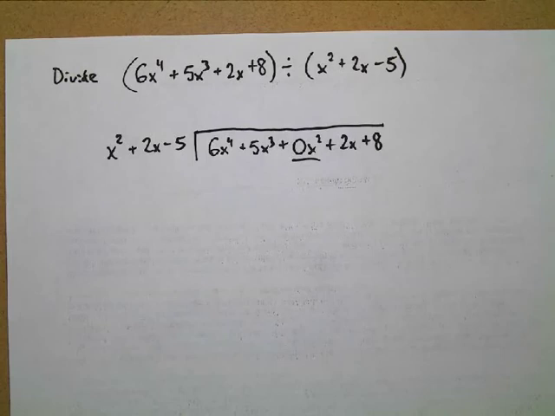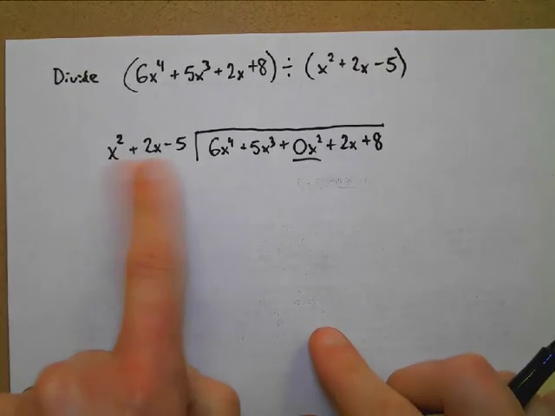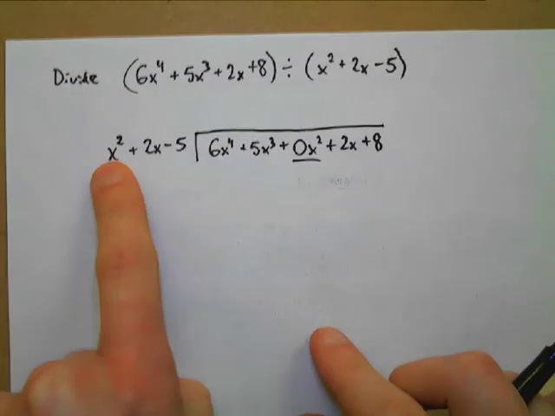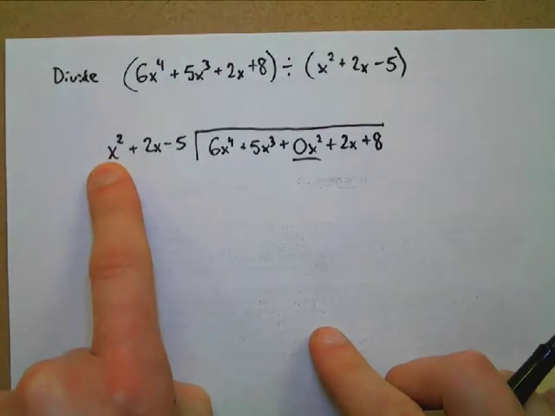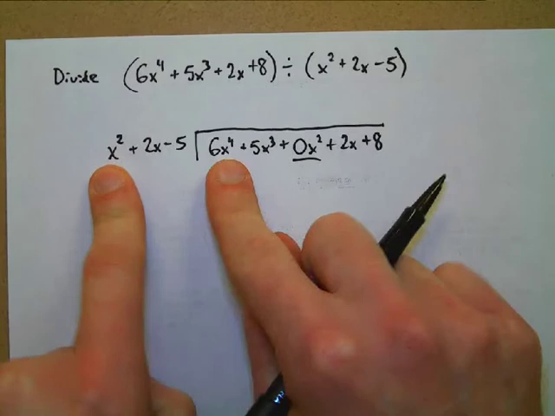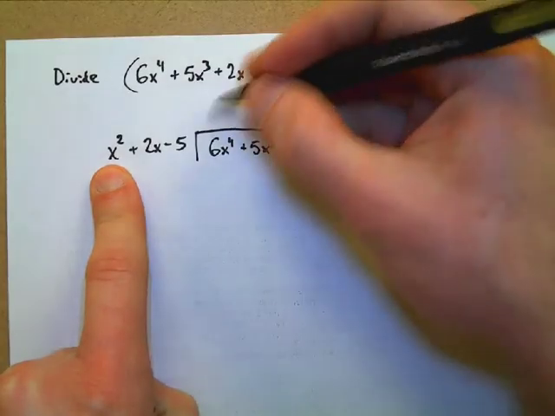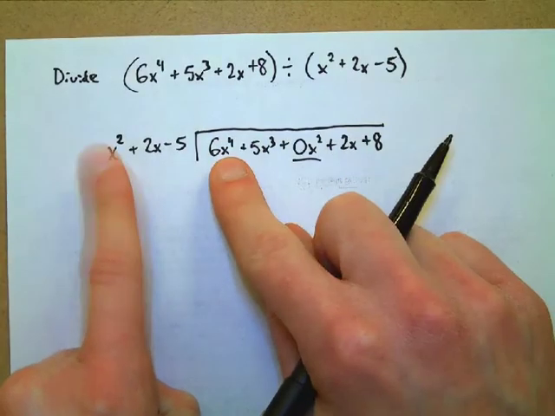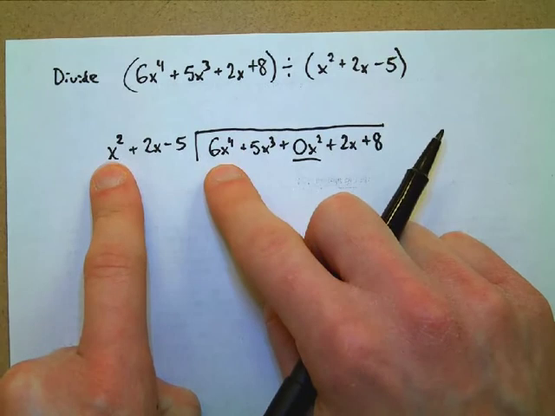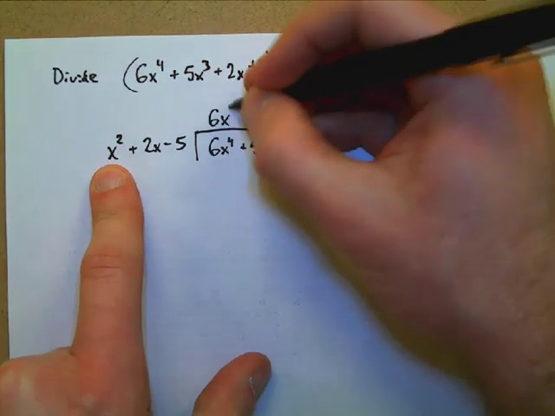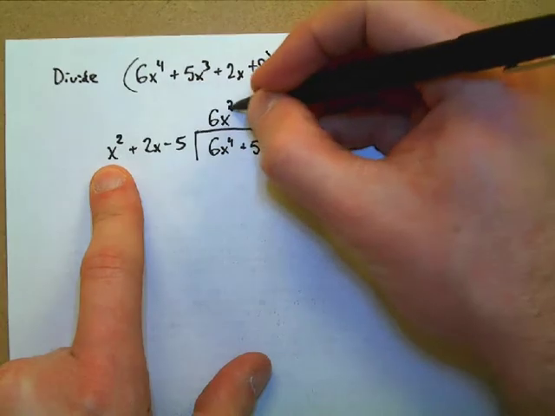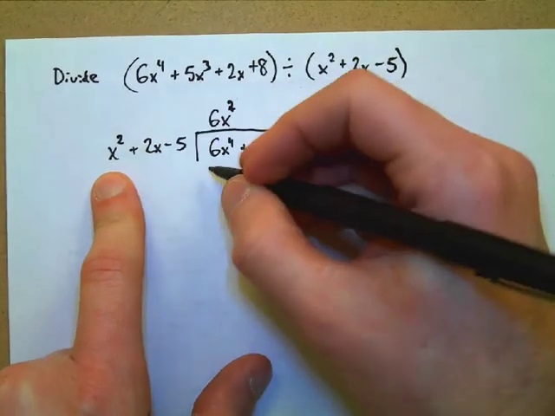So again, there's 3 terms here we're dividing by, but we're only going to use our lead x squared to guide us. Only the lead. And then we'll compare that to the 6x to the 4th here. So again, what are we going to multiply x squared by to get 6x to the 4th? 6x squared. You got it. Very good. So 6x squared times x squared is 6x to the 4th.